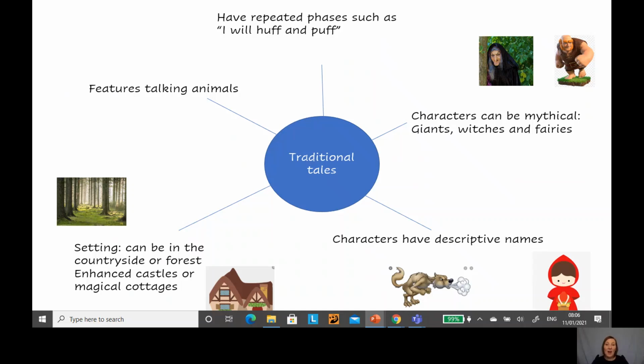Also, in traditional tales, they often have phrases that repeat, such as "I'll huff and I'll puff." I wonder what story that's from. That's right, that's from the Three Little Pigs. And for example, in Goldilocks and the Three Bears, "Who's been sitting on my chair? Who's been sitting on my chair? Who's been sitting on my chair and they've broken it?" From Goldilocks and the Three Bears. Often the traditional tales will have that repeating phrase going throughout the story.